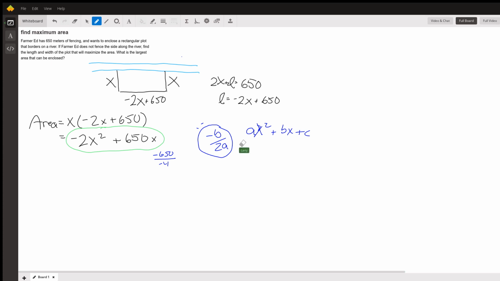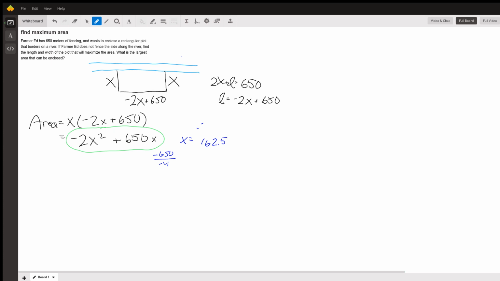So 650 over 4, of course, the negative signs all cancel out. 650 over 4 is 325 over 2. That is 162.5. That should be 1/4 of 650. Let me just make sure I'm not giving you any misleading information here. Yeah, okay. So that's x equals 162.5.